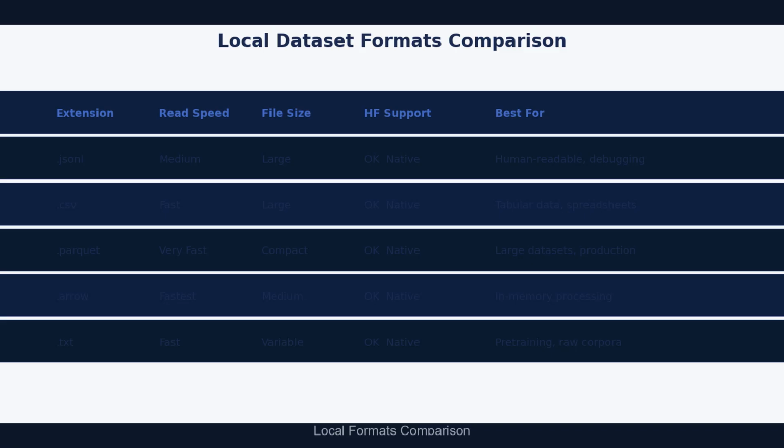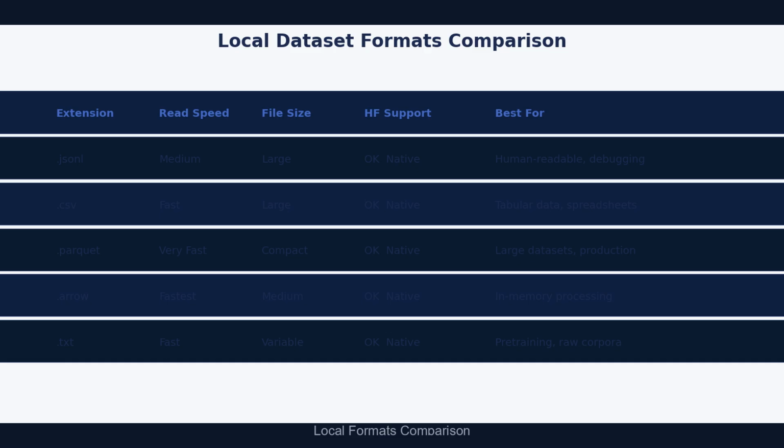This table compares the 5 local dataset formats you'll encounter. JSON-L is medium speed, larger file size, but human readable, ideal for debugging and sharing. CSV is fast and familiar, best for tabular data. Parquet is very fast with compact storage, the right choice for large datasets and production workflows.